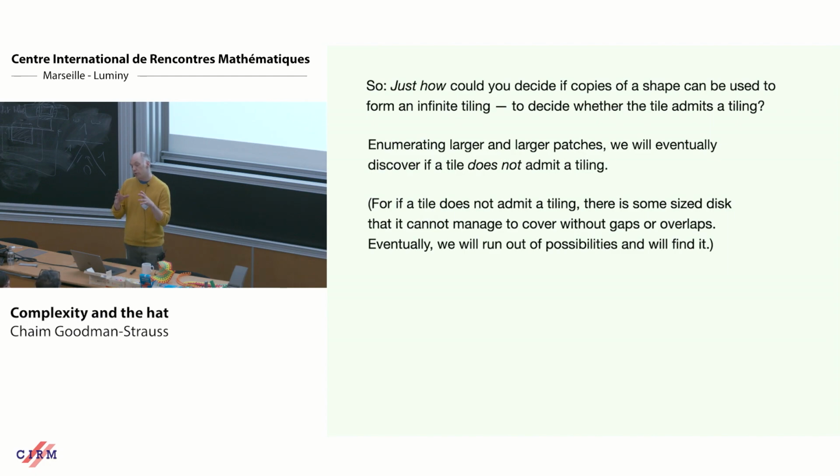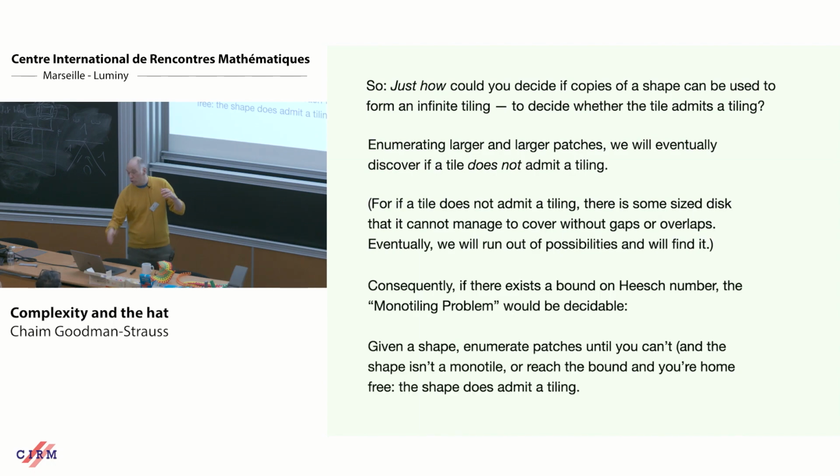So the idea is that if a tile does not admit a tiling, then there has to be some size disk that it can't cover. You can imagine that if it could cover larger and larger disks, then it could cover the whole plane. That sounds obvious. It isn't quite, and the proof was essentially given in the last lecture. But going with that: if you eventually find larger and larger patches, then you can find a tiling of the plane. Conversely, contrapositively, if there's no tiling of the plane, you'll eventually run out of some size patch that you can form.